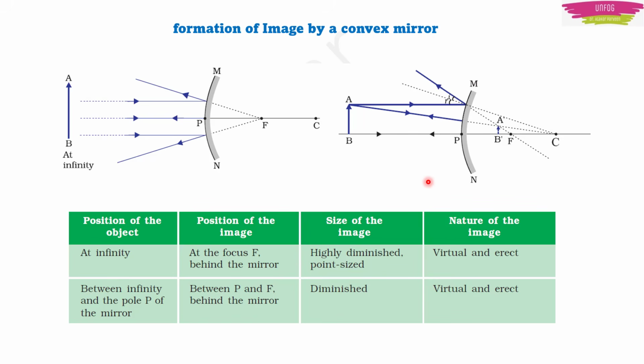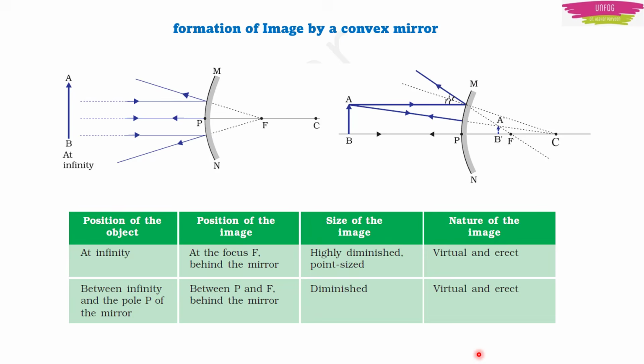Like the last situation in the concave mirror, there the object was between the pole and the focus. Here the object will be between infinity and the pole. And these will be the sizes of the images. In the first case, if the object is at infinity, the size of the image will be highly diminished, in point size, you can't see it. And here it will be diminished. We cannot use the word highly because you can see it here.